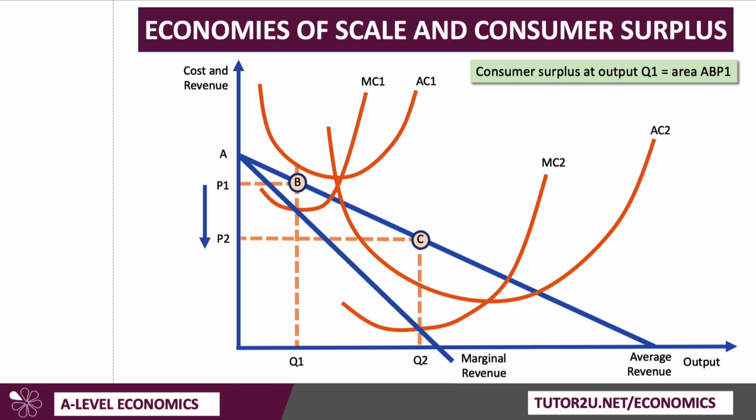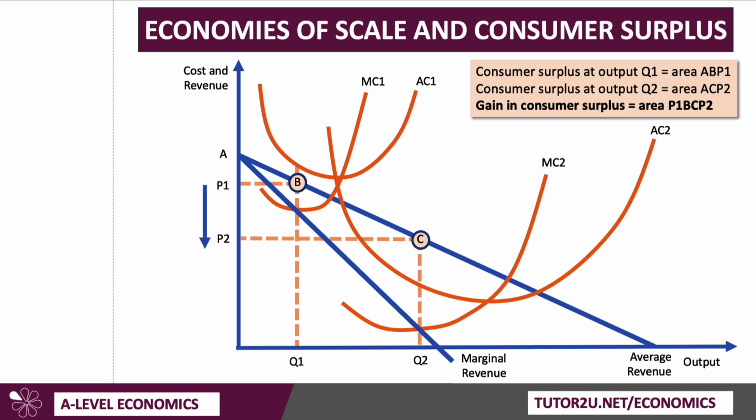The firm will now start to make a profit, but let's focus instead on consumer surplus. Can you work out what the new level of consumer surplus will be? Well, at output Q2, the area will now be A, C, P2. There's more output, Q2, and they're being charged a lower price. Of course, the area of consumer surplus is shown by the area underneath the demand curve and above the price. So there's been a gain of consumer surplus, equal to the area of P1, B, C, P2, that trapezium. That area is a gain in consumer surplus.